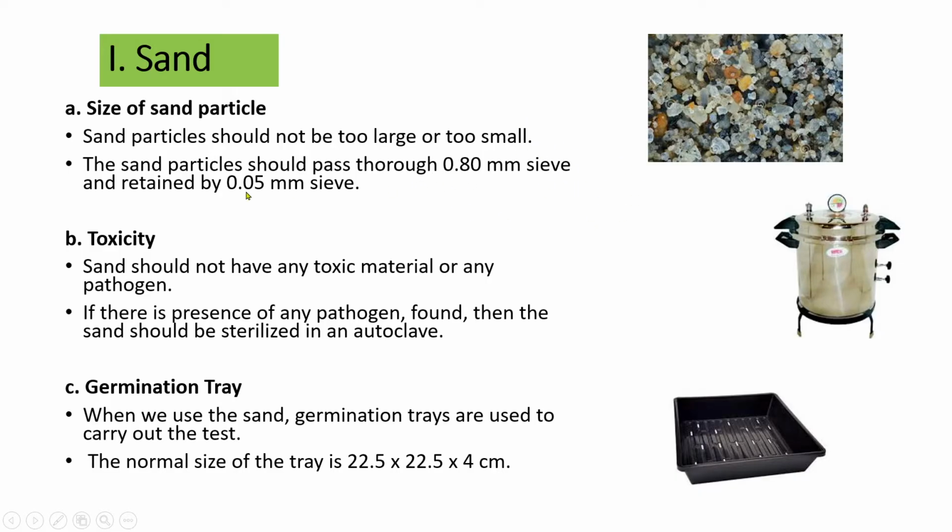So it has to be stopped or retained by 0.05 mm, and it has to pass through 0.80 mm. Okay, so a particular size of sand has to be selected. This is for the ease of germination, growth and development of the radicle and plumule of the seeds.